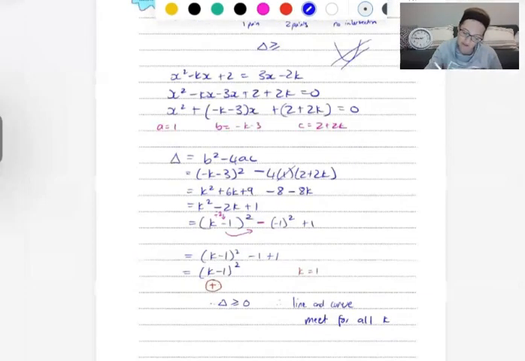Alright, so the trick is just understanding that it could be greater than or equal to, and then how one of our best strategies to do that is to complete the square.